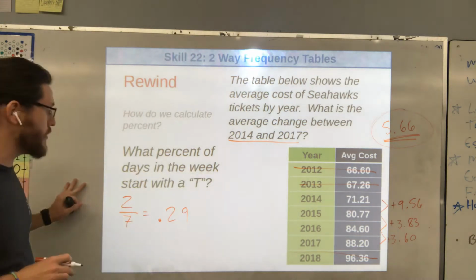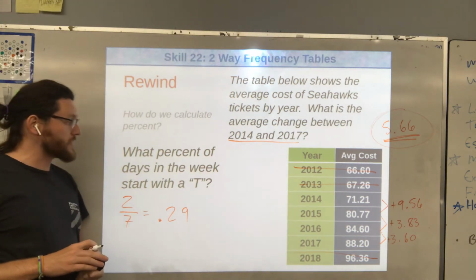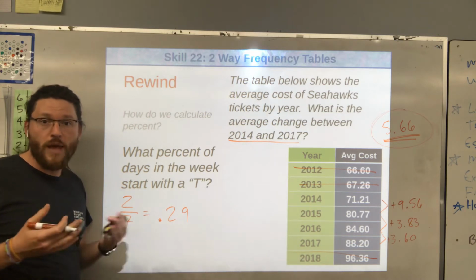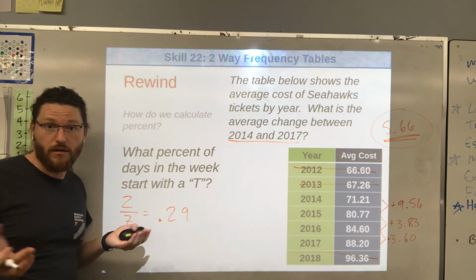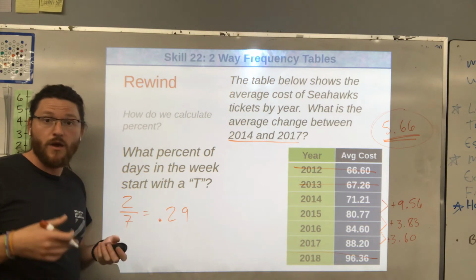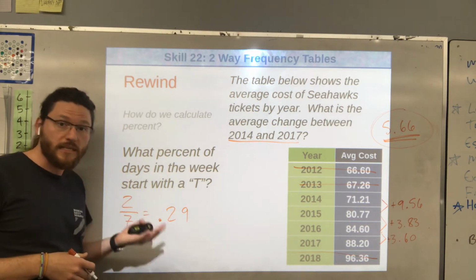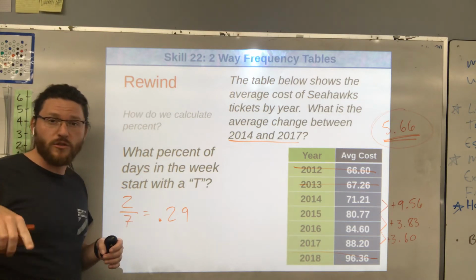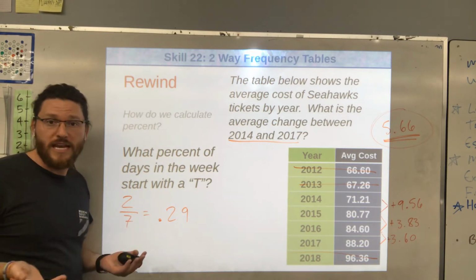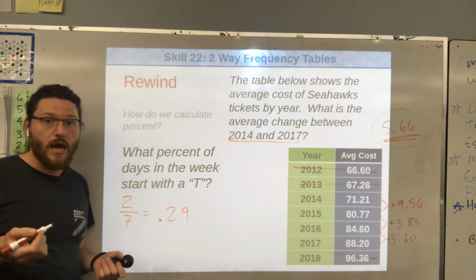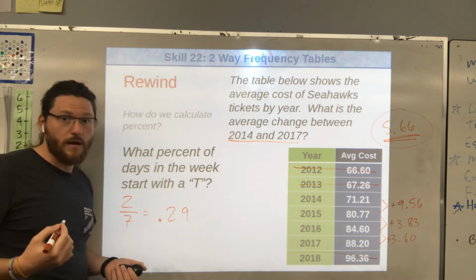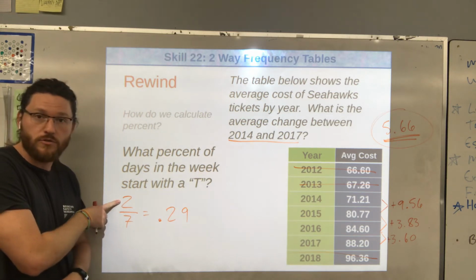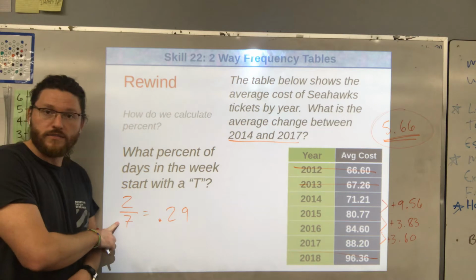This one over here goes all the way back to pre-algebra, right? What percent of days in the week start with a T? Percents are just a way for us to look at part of something, right? We can look at part of something with fractions, we can look at it with decimals, we can look at it with percents, and all three of those different ways to look at part of something, they're all connected, right? So basically, from this problem, the way I would do it is I would think, how many days start with a T? We've got two, Tuesday and Thursday, out of a total of 7 days, right?